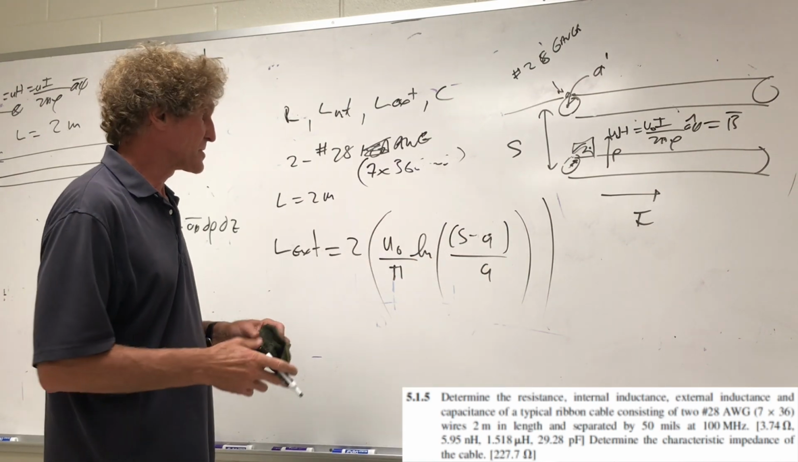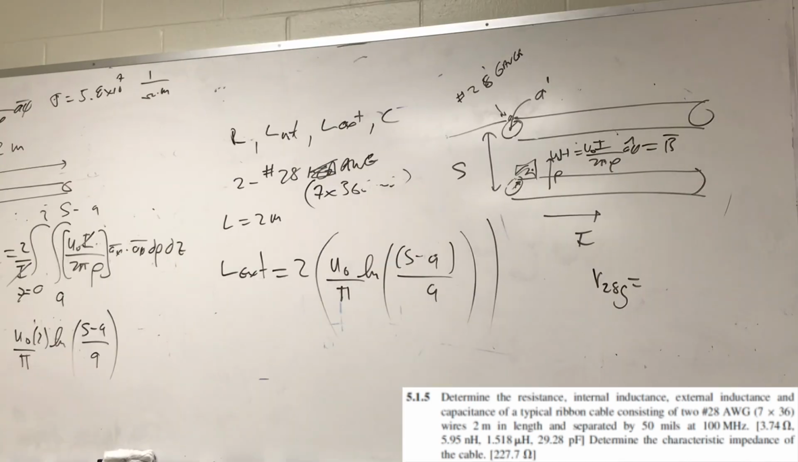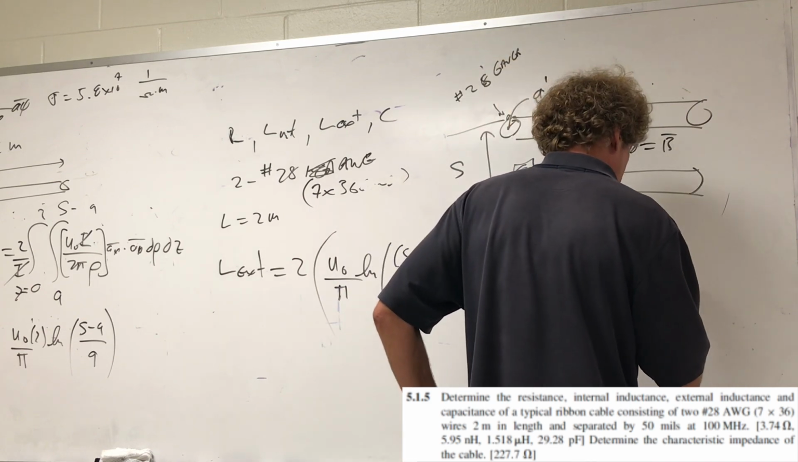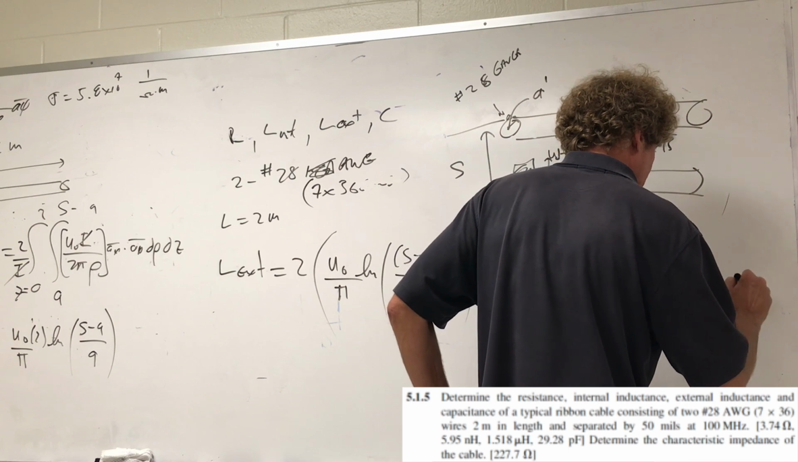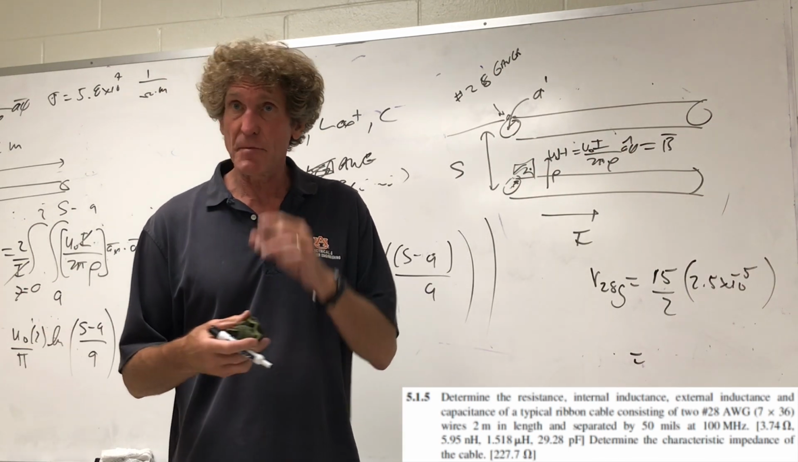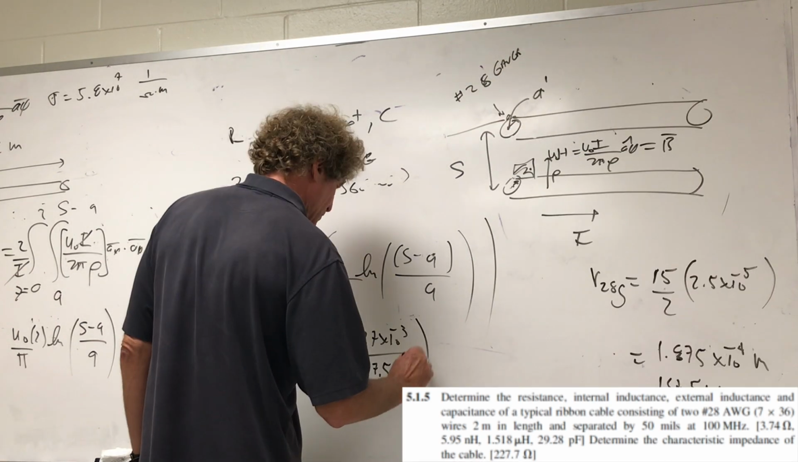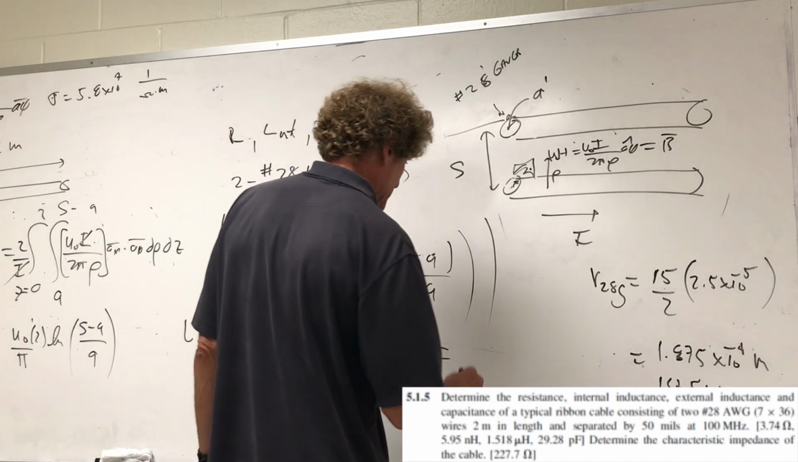But if you do this, now what is the radius of 28 gauge stranded wire? 7 by 36 is 15 its diameter. So divide by 2, so the radius would be 15 by 2, and then it's times what? 2.5 times 10 to the minus 5. So that would be what, in meters? Can you tell me what that is? 1.875 times 10 to the negative 1. So what do you get for this? You got 1.53 times 10 to the negative 6.